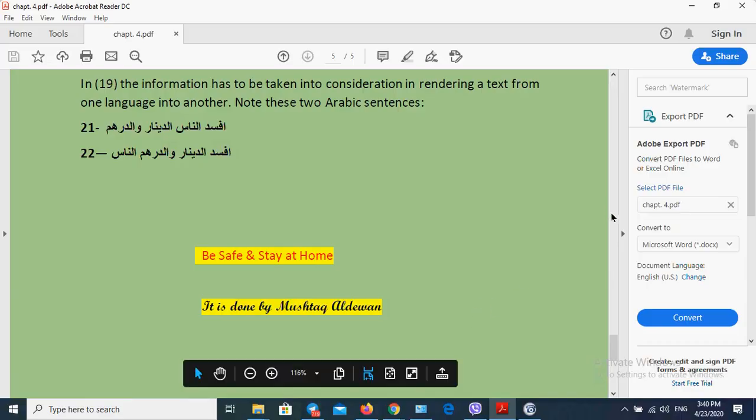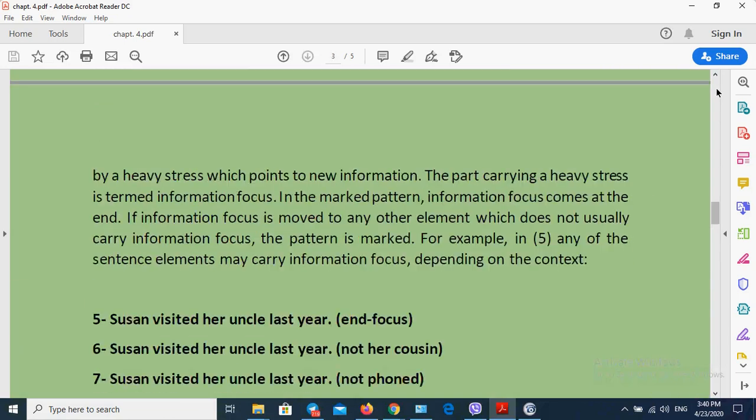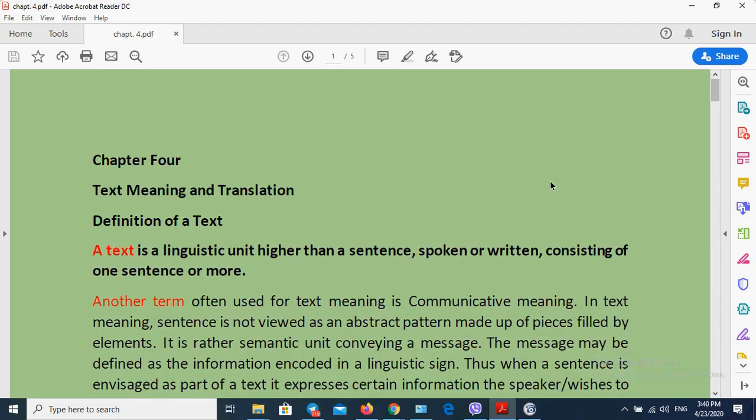Hello everyone. Today we are going to speak about our lecture concerning chapter 4. As you know, we are going to speak about text meaning and translation. What do we mean by text meaning and translation?